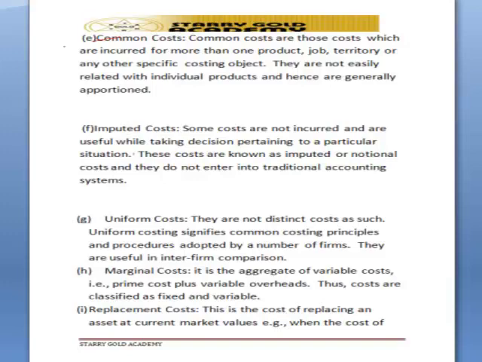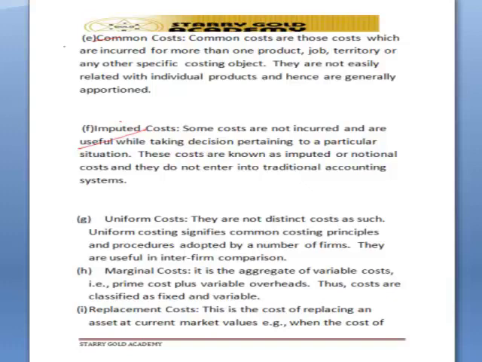So we also have what we call imputed cost. Some costs are not incurred, yet are useful while taking decisions pertaining to a particular situation. These costs are known as imputed or notional costs, and they do not enter into the traditional accounting system. So we don't take record of them.